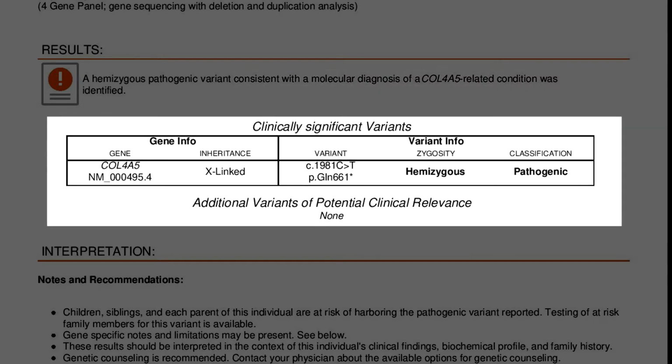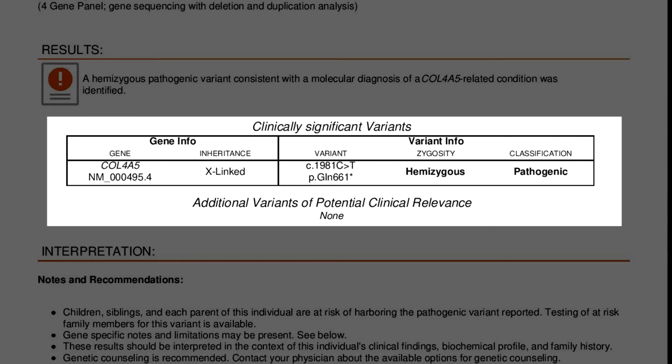The table shows even more detail: the gene, the mode of inheritance for conditions associated with the gene, the specific alteration identified, the zygosity, whether it's heterozygous, homozygous, or in this case hemizygous, and the lab's classifications using the ACMG-AMP guidelines for sequence variant interpretation.